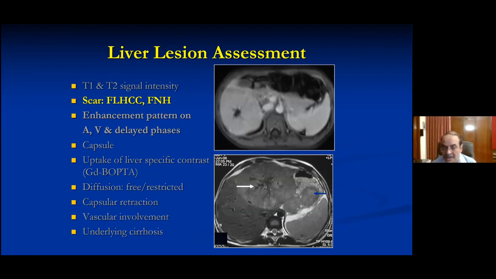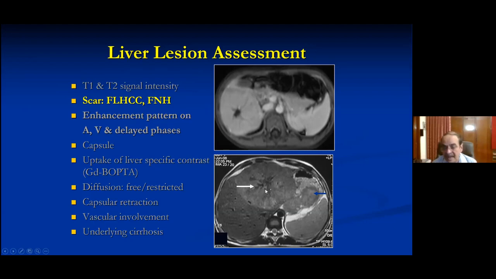The two common lesions which show a central scar are focal nodular hyperplasia and a fibrolamellar hepatocellular carcinoma. I'll use this T2 weighted image to highlight the appearance of a scar in a fibrolamellar HCC. Notice this central stellate appearance, which is T2 dark, within this large focal lesion in segments 2 and 3 of the liver. This T2 dark scar is virtually characteristic of a fibrolamellar HCC.